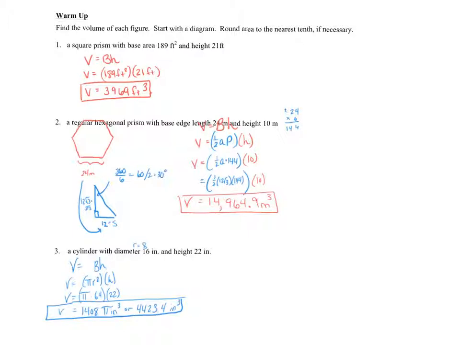Okay, so for number 1, I got 3,969 feet cubed. For number 2, I have 14,964.9 meters cubed. And number 3, I have 1,408 pi inches cubed, or 4,423.4 inches cubed. These were all using V equals capital BH because they're prisms and cylinders, and they all have the same formula. Capital B meaning area of the base times the height.